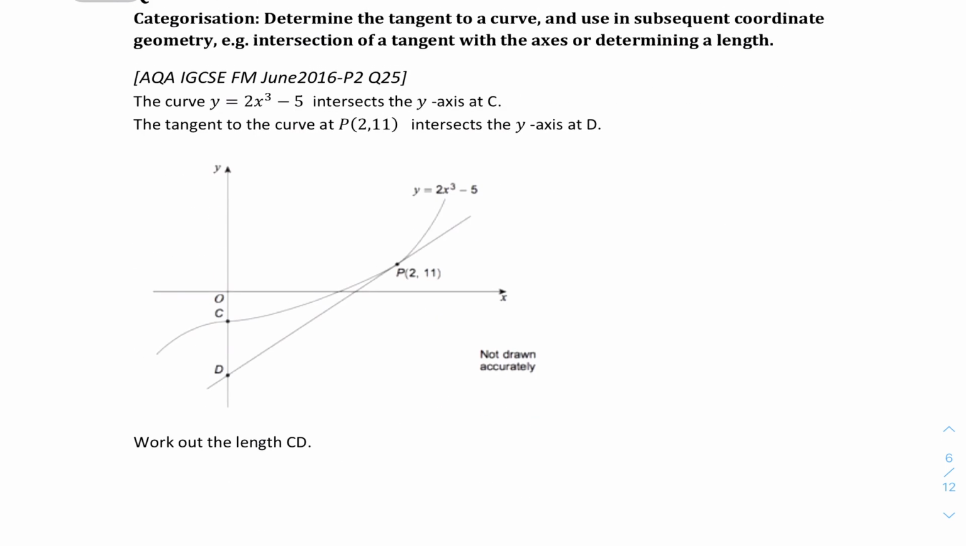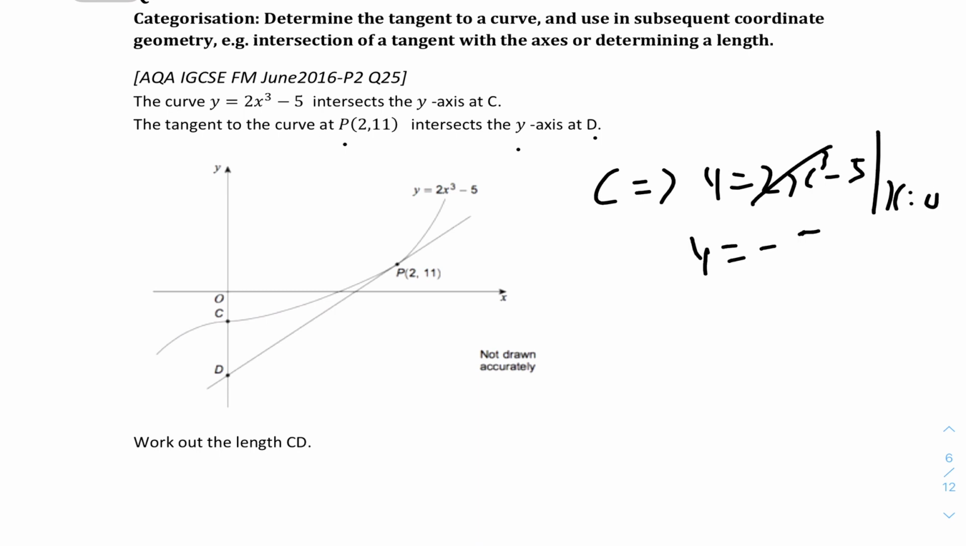In question 13, the curve y equals 2x cubed minus 5 intersects the y-axis at C. The tangent of the curve at a given point intersects the y-axis at D, and so on. Work out the length of CD. So to work out the coordinates for C, it will be quite straightforward. We have y equals 2x cubed minus 5. C is when x equals 0, so this will just cancel out. So y equals minus 5. So C is (0, minus 5).